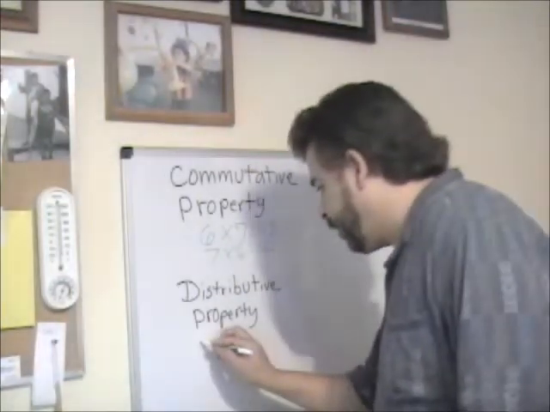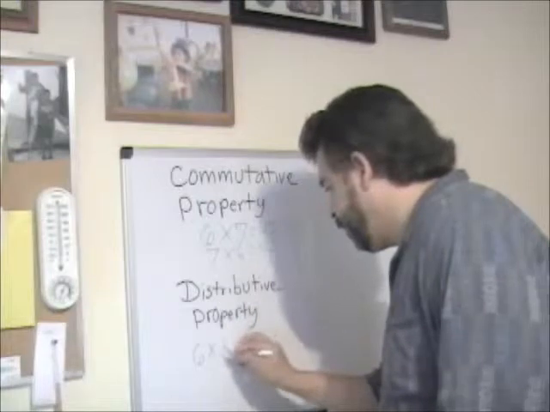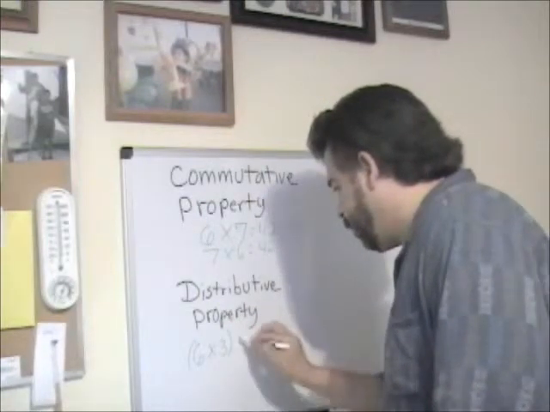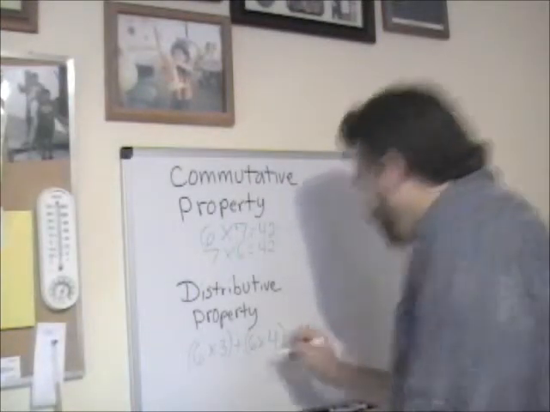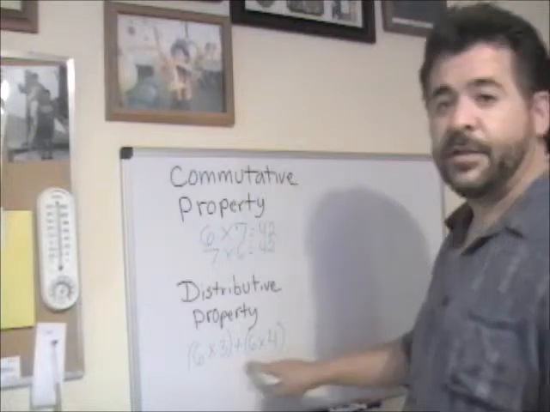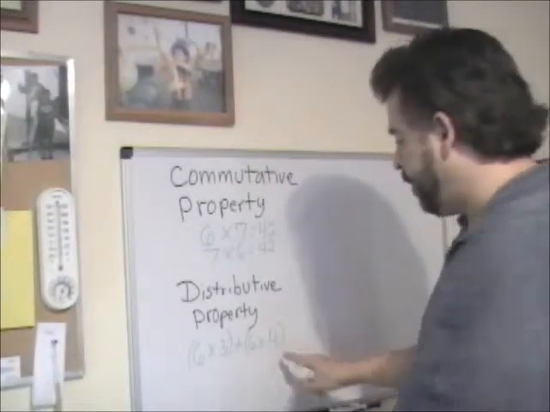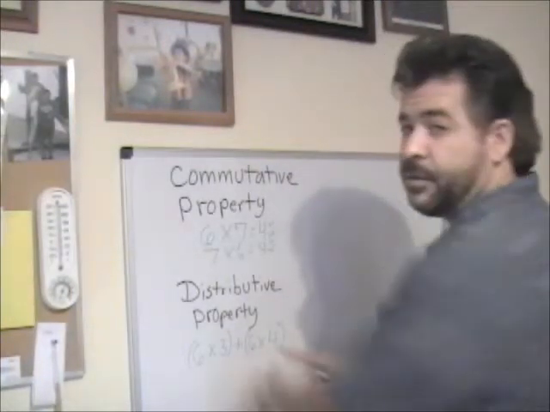So I'll do 6 times 3 plus 6 times 4. So you see the 6 stays the same in both of these, and we broke up the 7 into two different numbers.